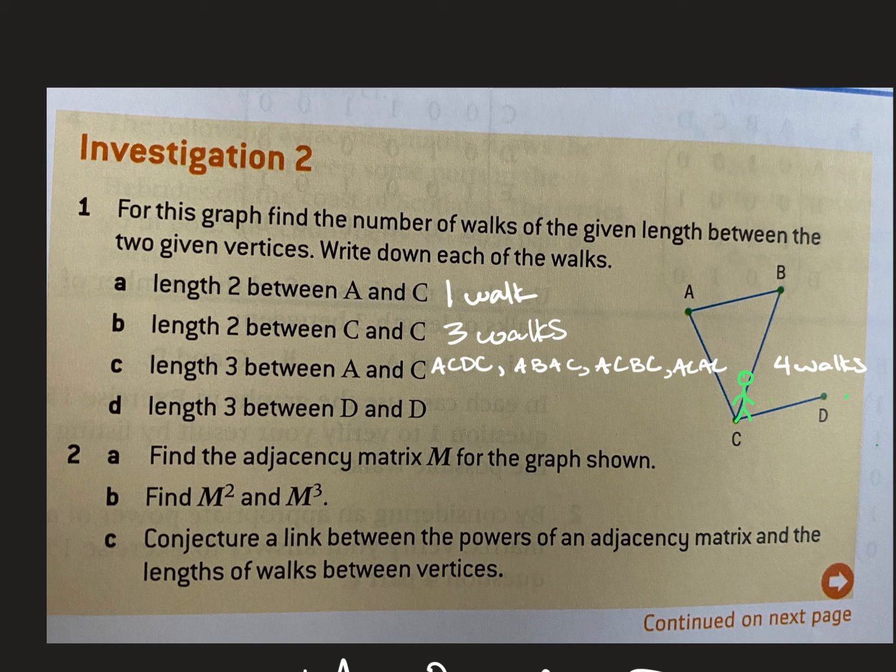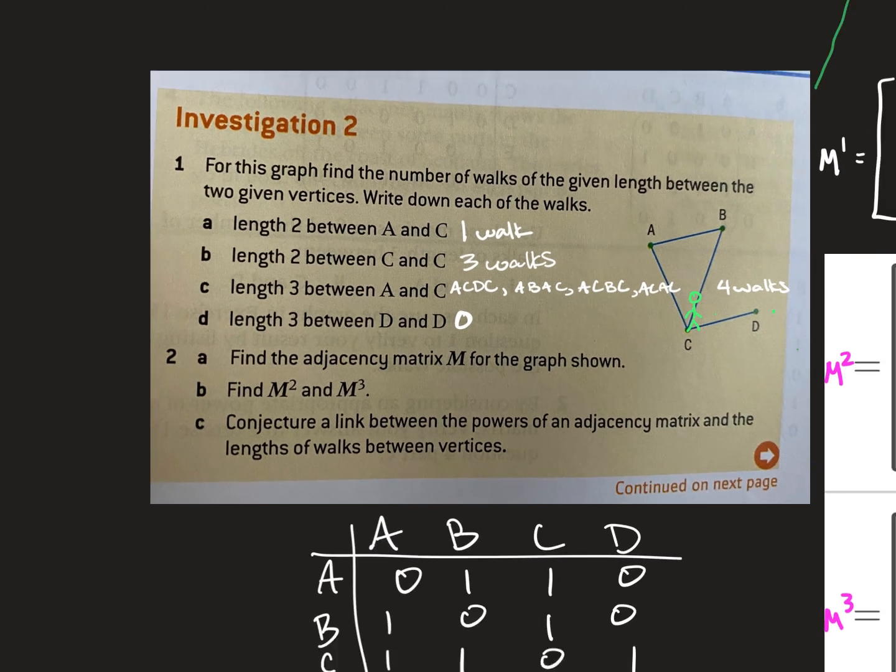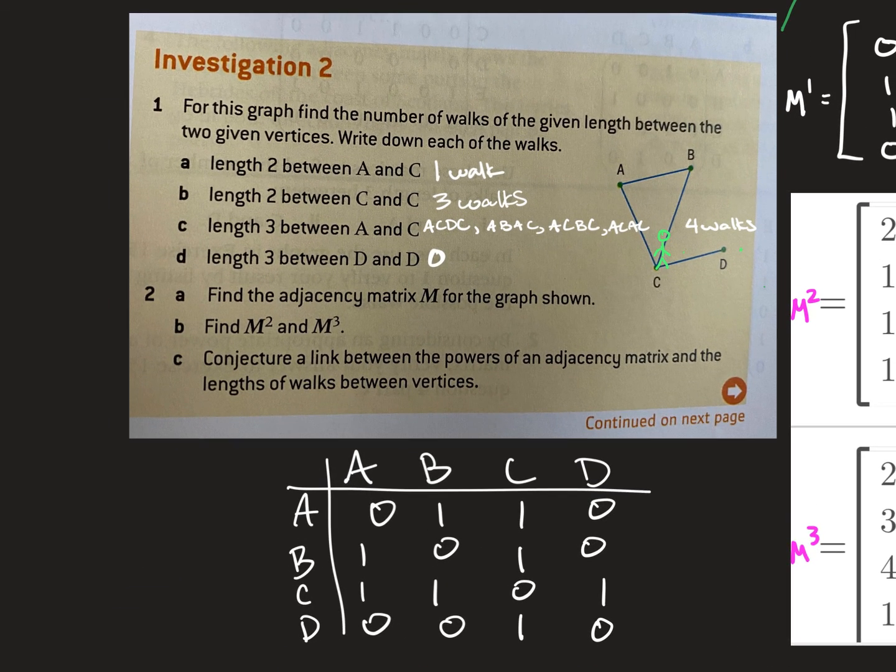Length 3 between D and D, there are none, because if I go here, that's 1, 2, 3, I can't get back. There's no way for me to get back. And if I did 1, 2, 3, I can't get back. So there is a total of 0 here. So then it asks you to find the adjacency matrix for this graph. I have that here, right? A is not connected to A, but A is connected to B, etc.